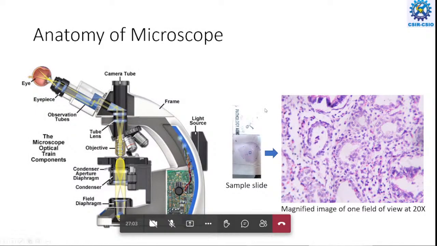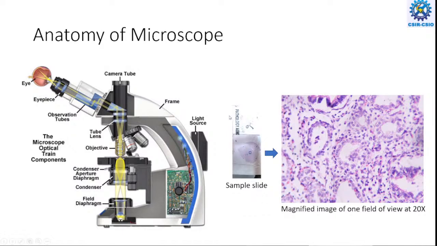On the right side, you can see a sample slide, which is of a tissue sample. There is a small square marked, and on the right side is the magnified view of that sample. It is observed under 20x magnification. I have shown a pictorial representation of this square. Basically, this area is even smaller than this small square.